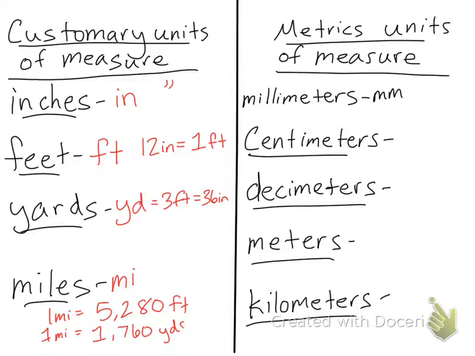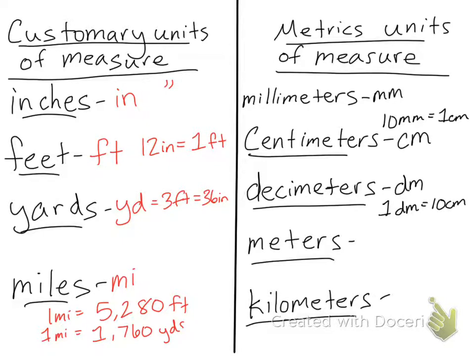A millimeter is about the thickness of a dime. So if you hold a dime on the end, that very skinny part, that's how thick a millimeter is. It's very small. The abbreviation for a centimeter is CM. There are 10 millimeters in 1 centimeter. The next one is a decimeter, and that abbreviation is DM. 1 decimeter equals 10 centimeters.